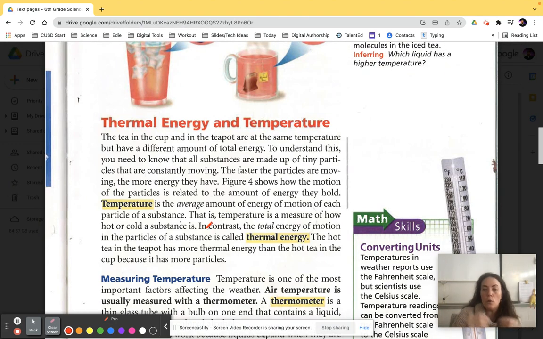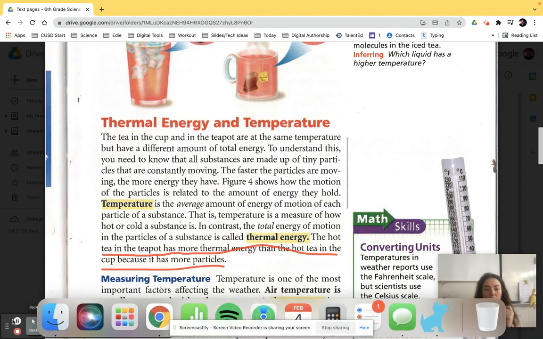In contrast, the total energy of motion in the particles is called its thermal energy. So while temperature is an average, so you take your temperature, you get 97.6 or whatever, that's really an average. Some atoms may have greater energy, some may be less, but it's an average, okay? Thermal energy is a total amount of energy of all the particles of a substance. So going back again to the teapot and the teacup, they both actually have the same temperature. But because the teacup has fewer molecules, it has a lower thermal energy. It says the hot tea in the teapot has more thermal energy than the hot tea in the teacup because it has more particles. So while it may have the same temperature, the teapot will have more thermal energy because it has more particles. Okay?